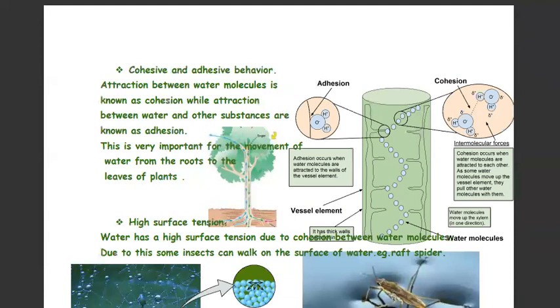Cohesive and adhesive behavior. Attraction between water molecules is known as cohesion, while attraction between water and other substances is known as adhesion. This is very important for the movement of water from the roots to the leaves of plants.